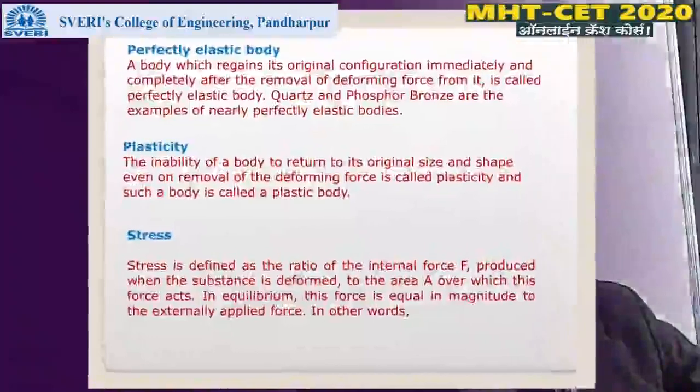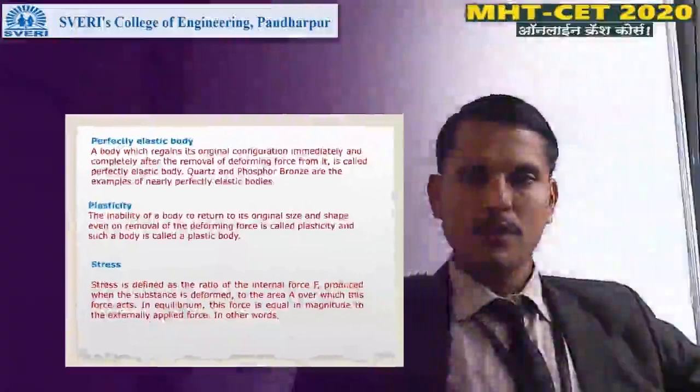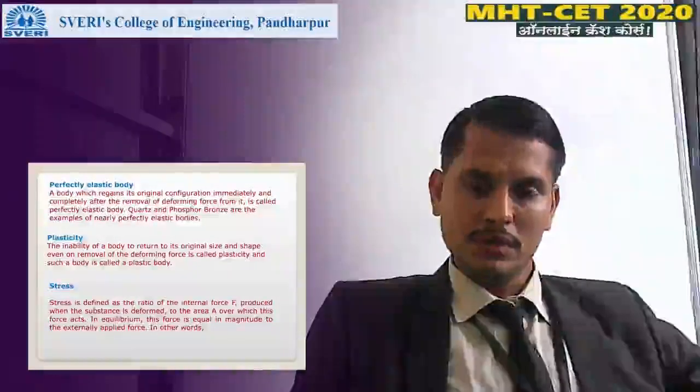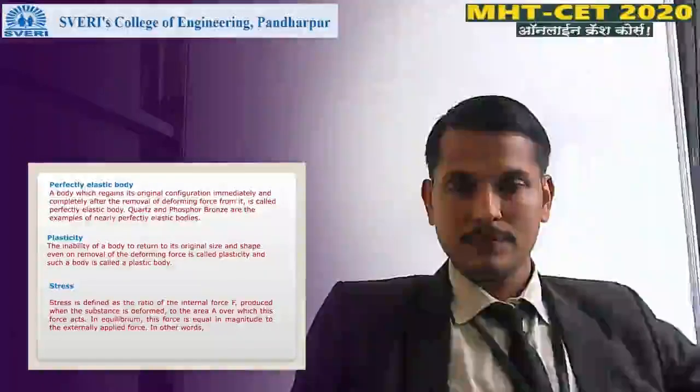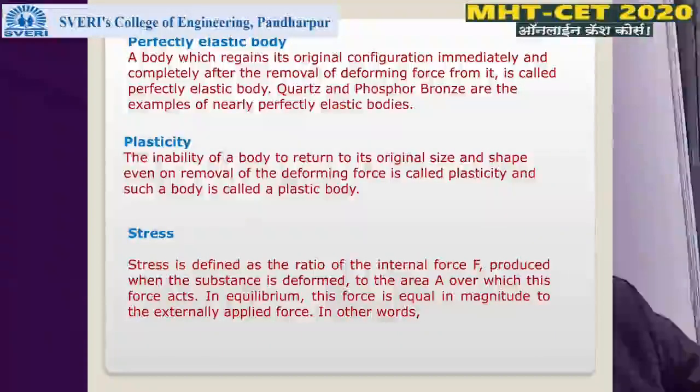Then next is plasticity, which is opposite to elasticity. The inability of a body to return to its original size and shape even on a removal of the deforming force is called plasticity, and such a body is called as plastic body. What is the meaning of this? The inability of a body means that body is not able to return or regain its original shape and size if we remove the deforming force. So that body is called as plastic body, and that property is called as plasticity.